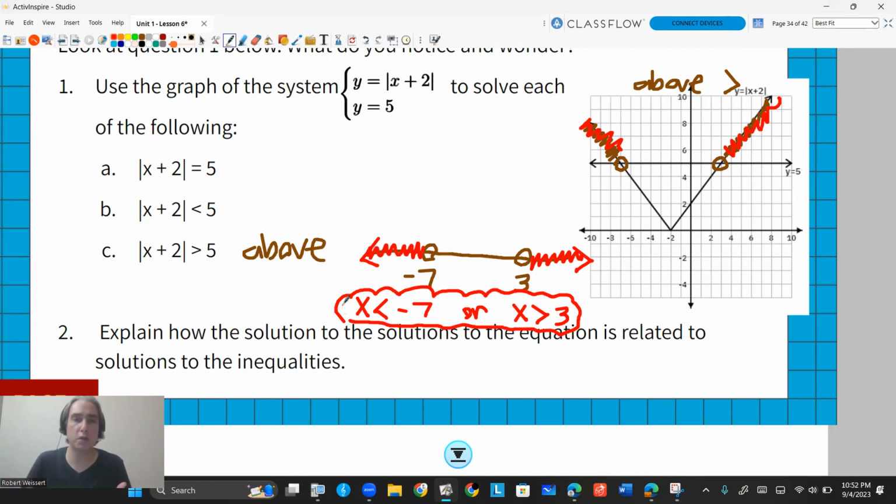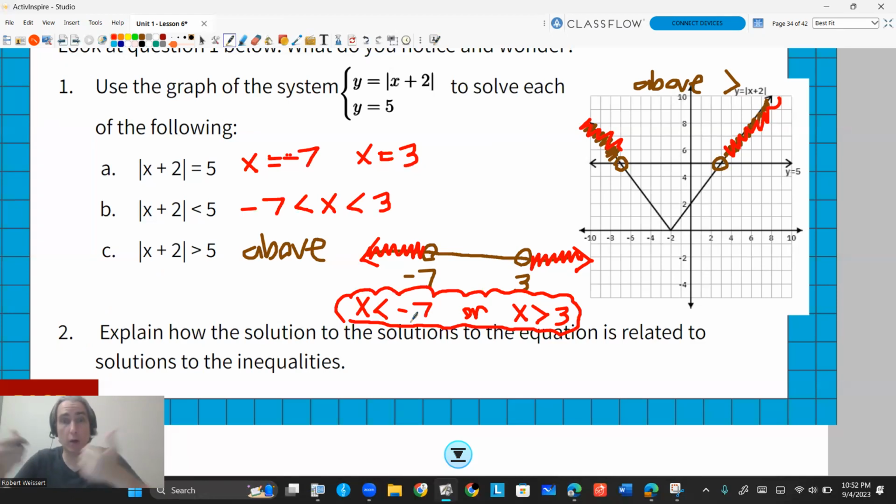So you can look at question 2 and make your own conclusion about how the solutions to the equation are related to each other. But basically, your answer here is just x equals -7, x equals 3. When it's an equation, it's just equals. When it's less than, it's going to be that sandwich: -7 is less than x, less than 3. And when it's greater than, then it's going to be going in opposite directions, like you see here on this graph.